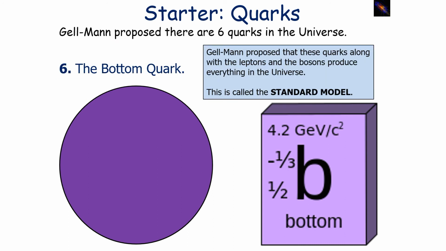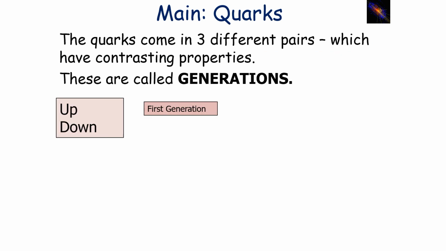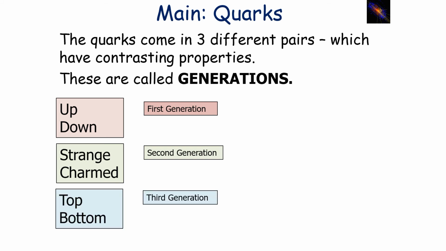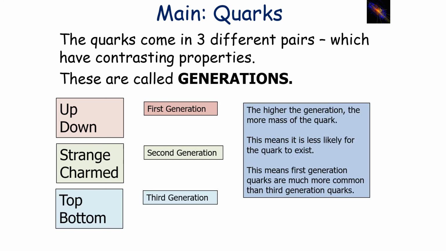Now Gell-Mann proposed that these quarks along with the leptons and bosons produce everything in the universe, which is what he called the standard model. So our quarks come in 3 different pairs which have contrasting properties, which he called generations. So you've got up and down, the first generation, strange and charmed, the second generation, and top and bottom, the third generation. Now the higher the generation, the more the mass of the quark.